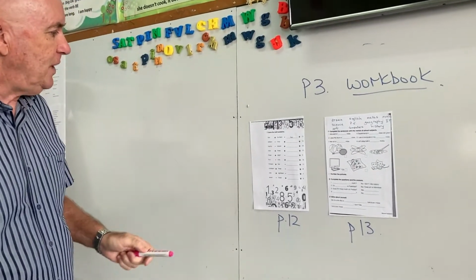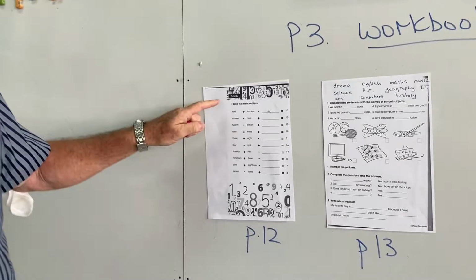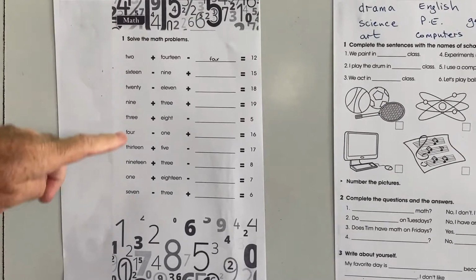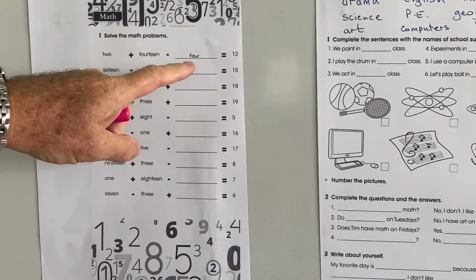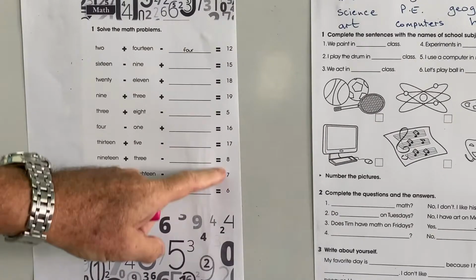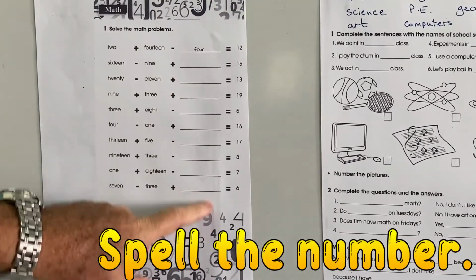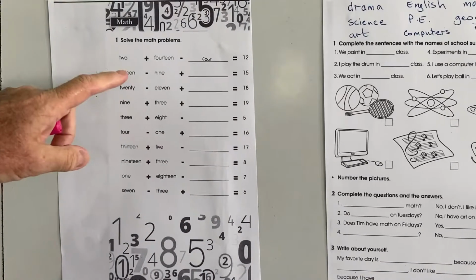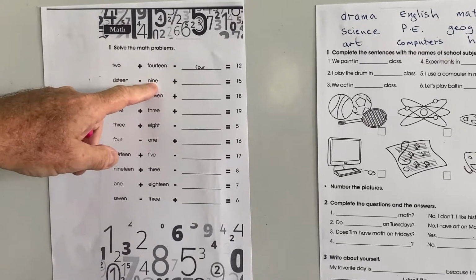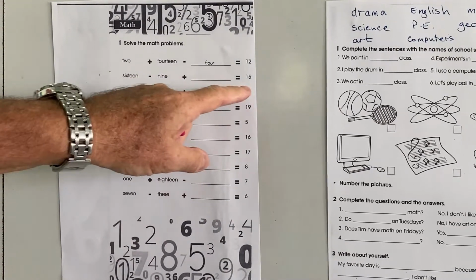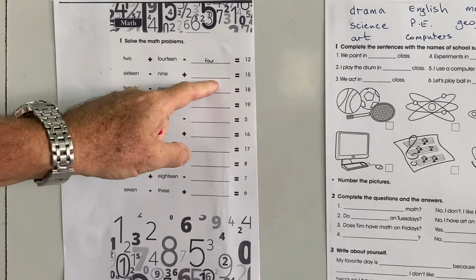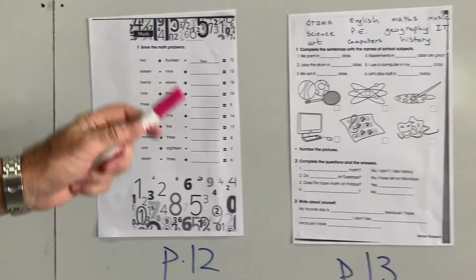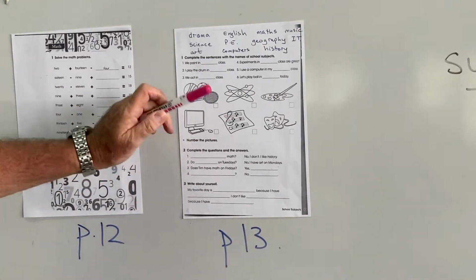So workbook 12, of course we're doing school subjects, so workbook 12 is all about maths. So here, a little bit of maths for you, and you need to write in there. Spell the number, don't write the number, spell the number. Okay, so here look, you've got 16 minus 9 plus equals 15. So what's the number there? Spell the number. Okay, and then we go on to page 13 and let's have a look.